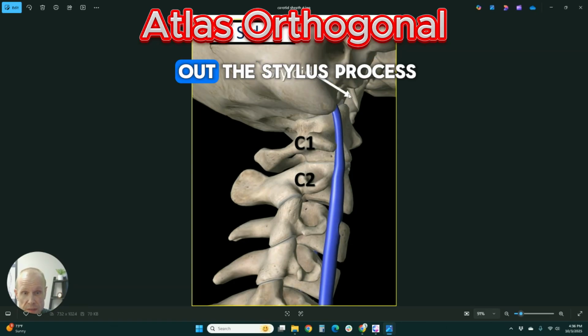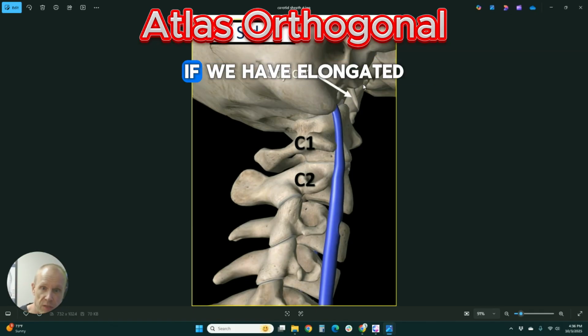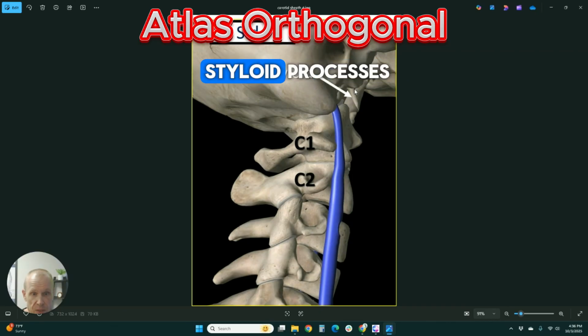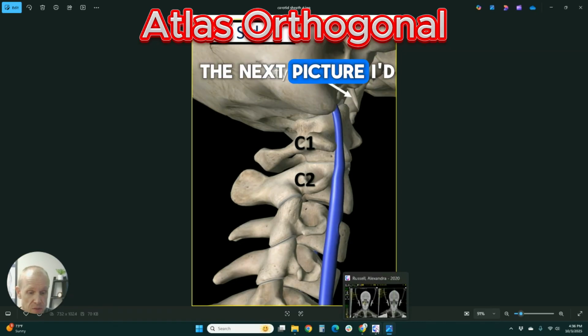I also want to point out the styloid process up here. If we have Eagle's syndrome, if we have elongated styloid processes, this can become even more of a problem for us. Let's move on to the next picture I'd like to show you.